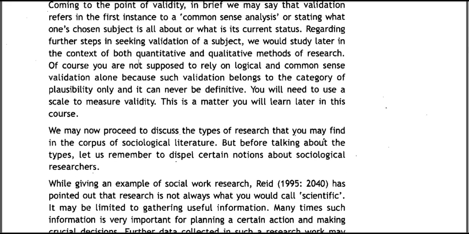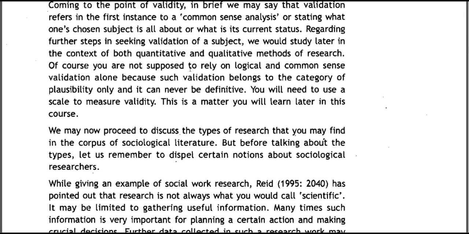Coming to the point of validity, in brief, we may say that validation refers in the first instance to a common sense analysis of what one's chosen subject is all about or what its current status is. Regarding further steps in seeking validation of a subject, we would study further later in the context of both quantitative and qualitative methods of research.